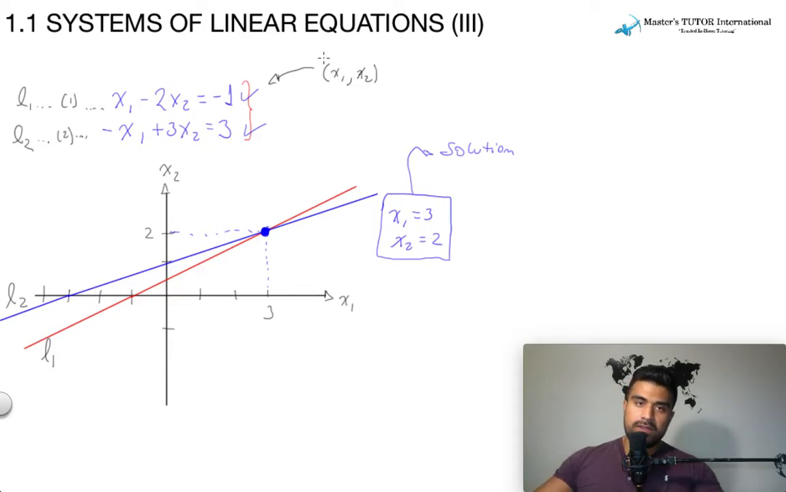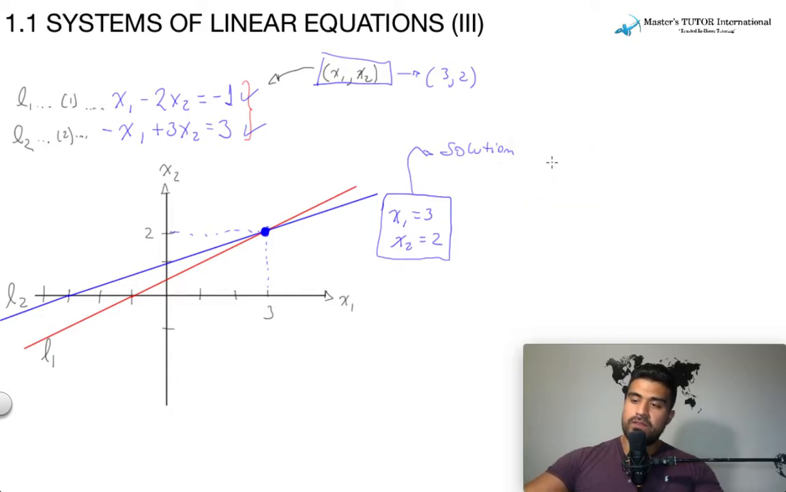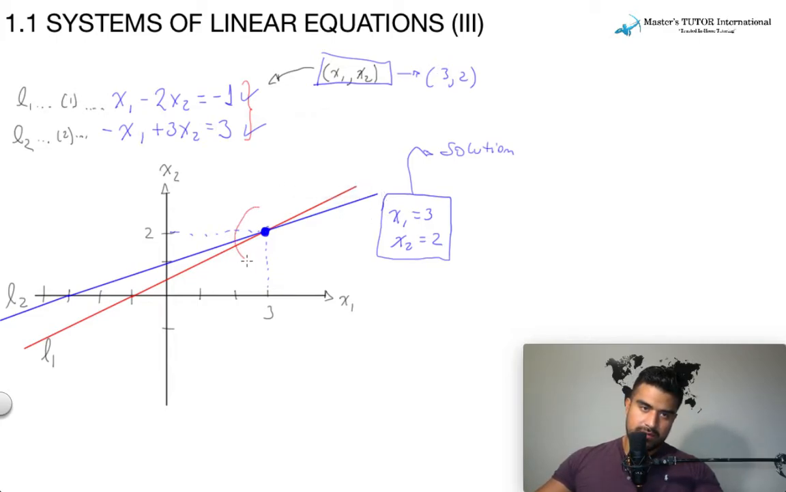So these two numbers are 3 and 2. In other words, the point that intersects the two lines is the solution of the linear system. Here we also see that this linear system has only one solution, because these two lines intersect in only one point.